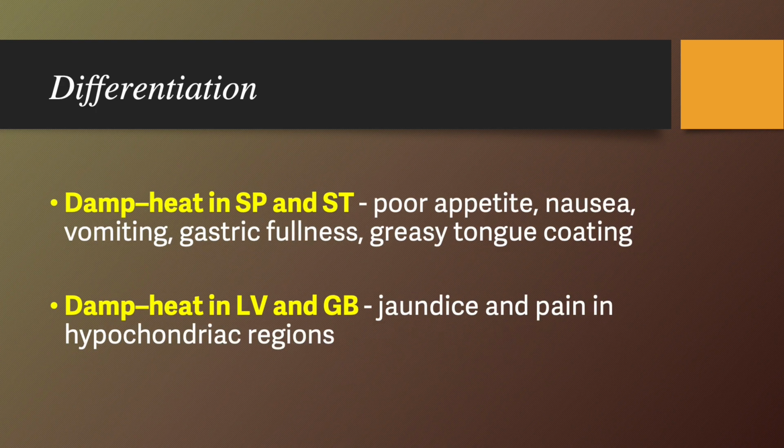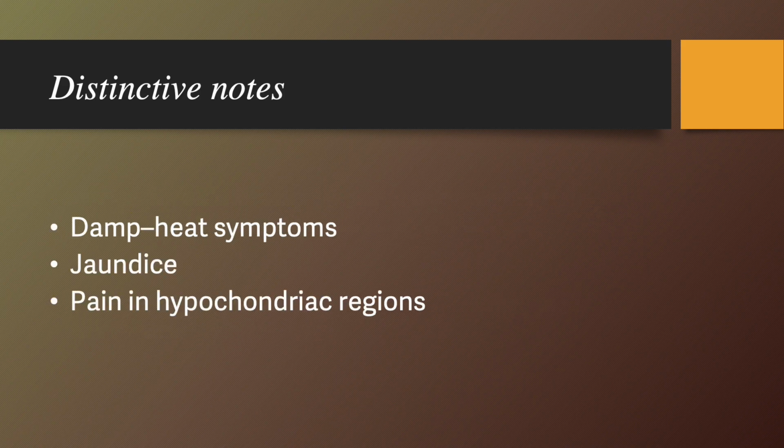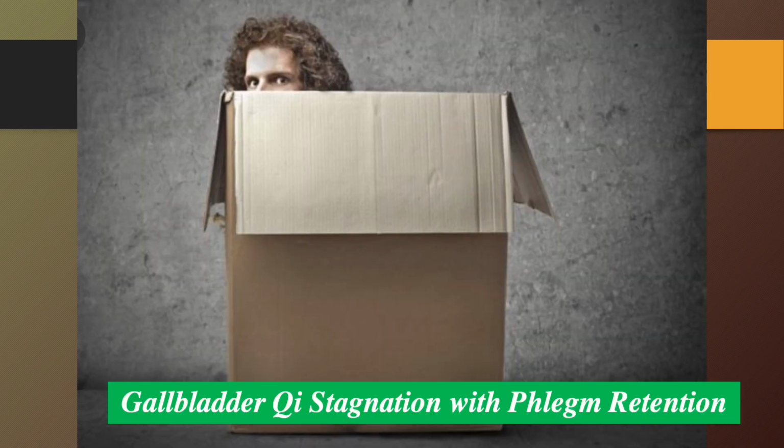This pattern should be distinguished from damp heat in the spleen and stomach. Both patterns have internal damp heat. However, other than jaundice, damp heat in the spleen and stomach causes a poor appetite, nausea, vomiting, gastric fullness, and a greasy tongue coating, while damp heat in the liver and gallbladder mainly causes jaundice and pain in the hypochondriac regions. This pattern is distinctively marked by damp heat symptoms, jaundice, and pain in the hypochondriac regions.